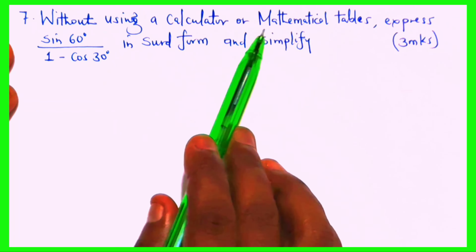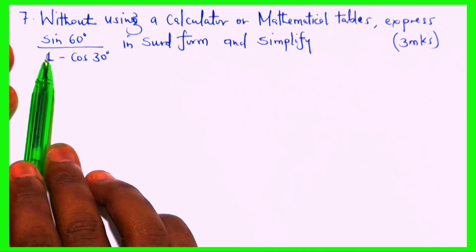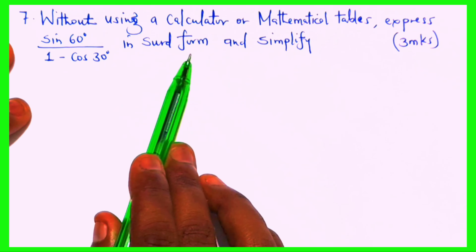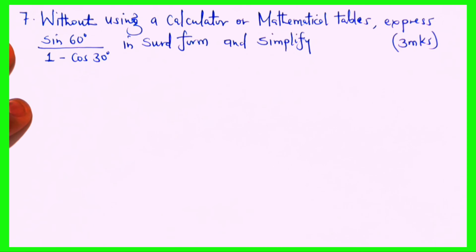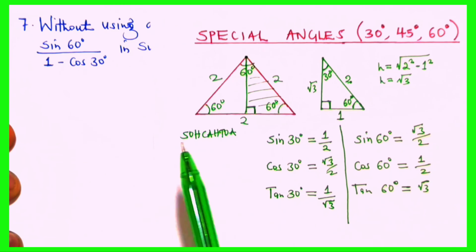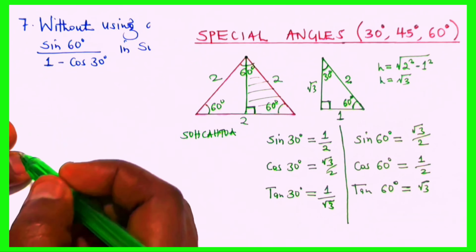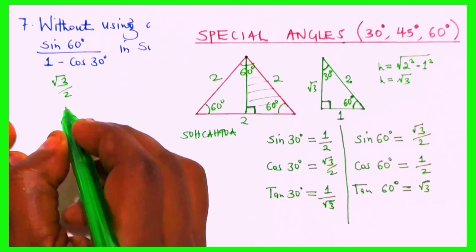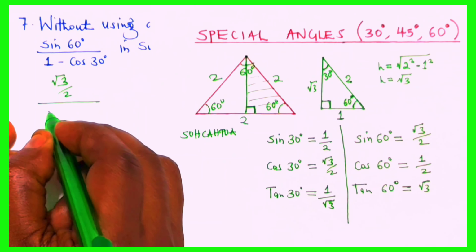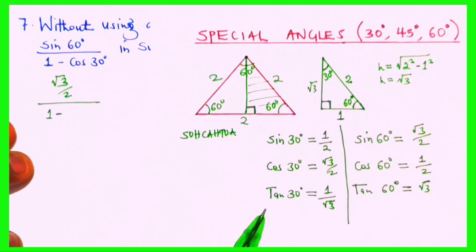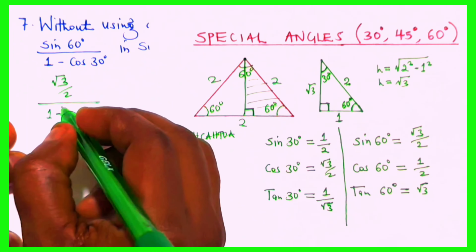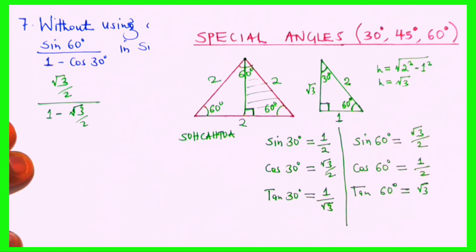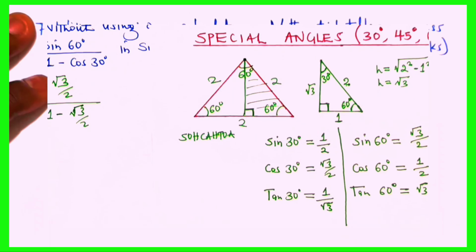Question 7. Without using a calculator or mathematical tables, express sin 60 degrees divided by 1 minus cos 30 degrees in SURD form and simplify. 3 marks. We are going to consider sin 60 degrees here to be root 3 over 2, and then you're going to divide by 1 minus, and then cos 30 degrees is again root 3 over 2. So this is the expression we need to solve.